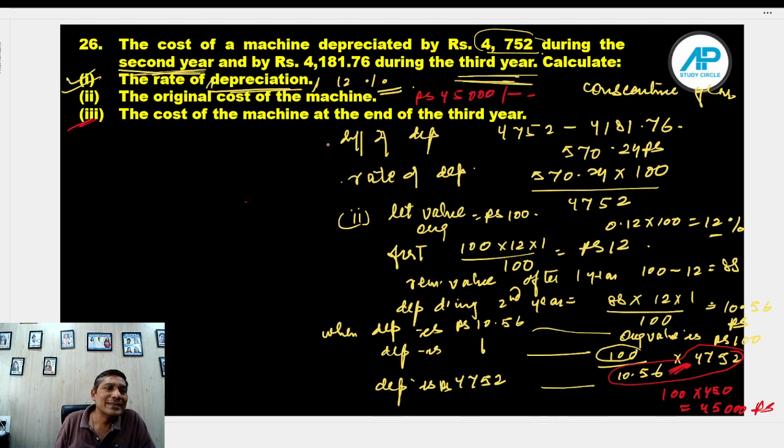The cost of the machine at the end of the third year. Now, we have got the depreciation of the third year also. So what can I do now in this case?